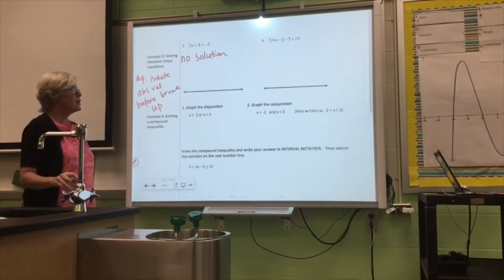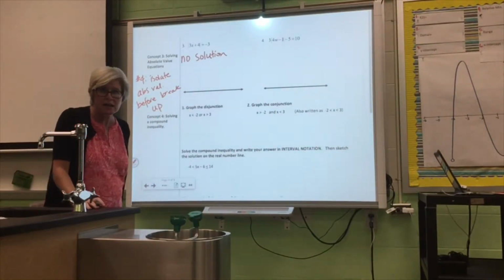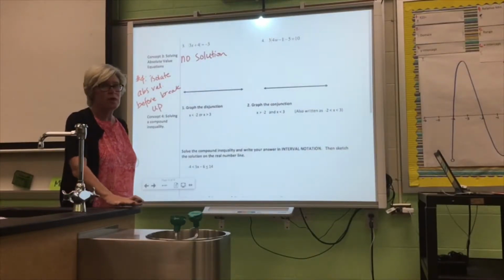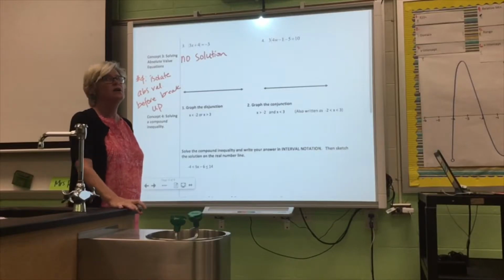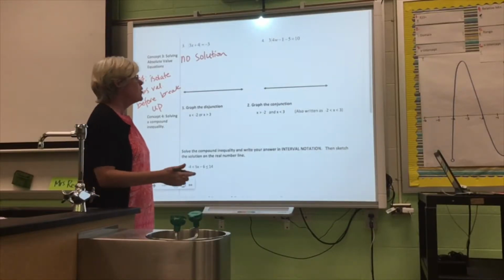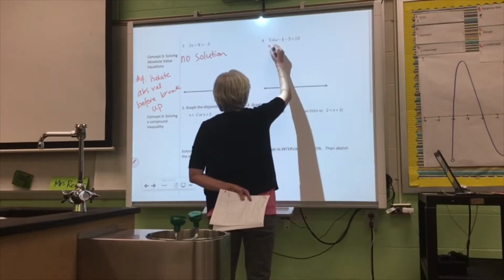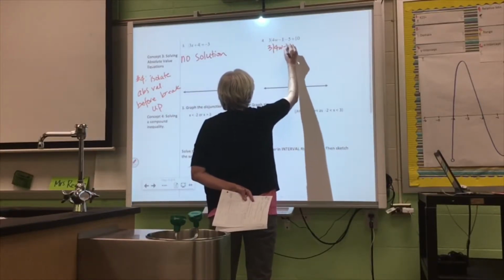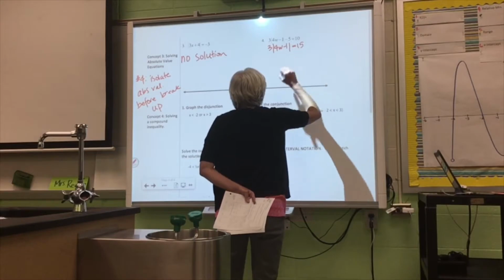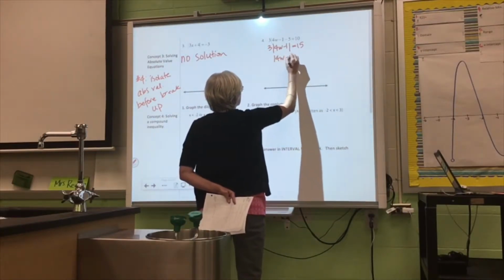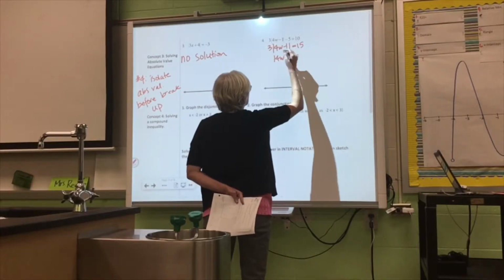In other words, I'm not going to do 10 and negative 10. That's not how it works. I have to get the absolute value by itself and then do the positive and the negative. So I actually need to isolate this. In other words, I need to add 5 to both sides. And then I need to divide by 3. And that's 5.